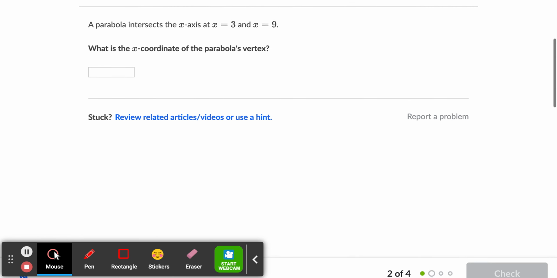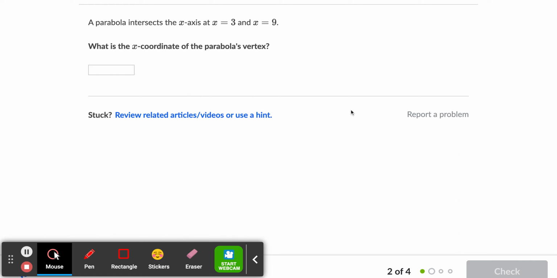It says a parabola intersects the x-axis at x equals 3 and x equals 9. What's the coordinate of the parabola's vertex? Okay, so you have an axis of symmetry that goes through the vertex. So that means your vertex, the x-coordinate, has to be in between these 2 points, right?